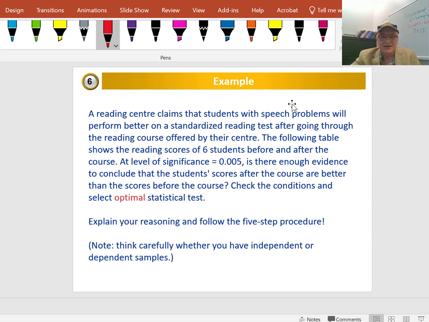Now let's go to the following example. A reading center claims that students with speech problems will perform better on a standardized reading test after going through a special reading course offered by this center. In the following table, scores for 6 randomly selected students before and after the course are given. The question: at the level of significance 0.05, is there enough evidence to conclude that student scores after the course are better than the scores before the course?